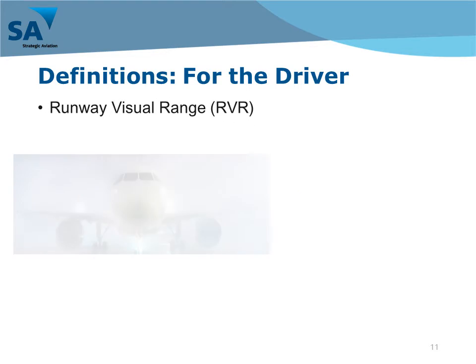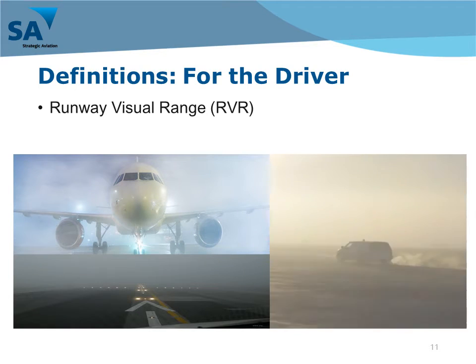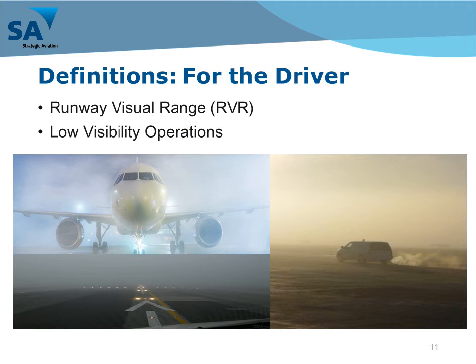Runway visual range, or RVR, is a term used to express how far a pilot can see down the runway, usually given in feet or meters. When the visibility is very low, the airport may adjust operations for reduced visibility operations or low visibility operations by reducing or even stopping work airside until the visibility improves.